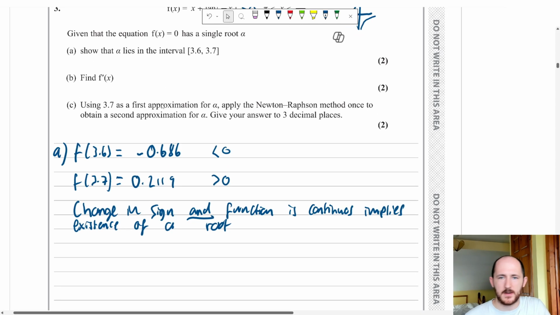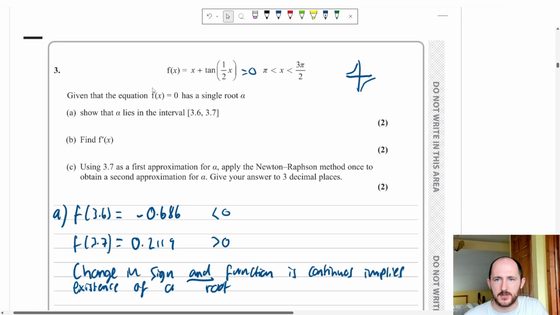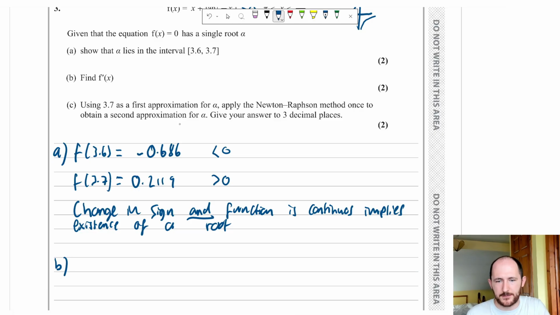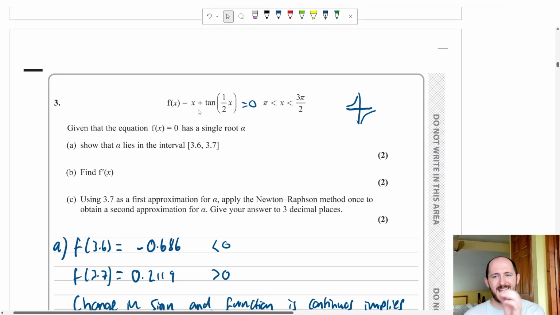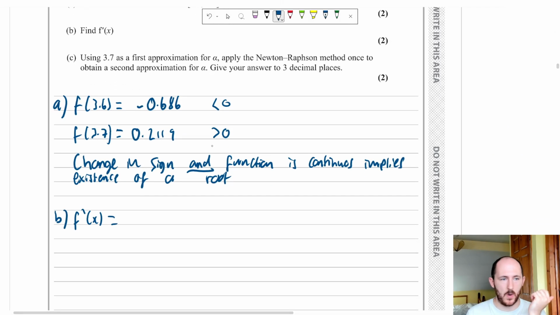And for part B, because we need it for the Newton-Raphson method, we have to find the differential of this. So when we're differentiating this, the first part is really nice and easy. Because there's an add sign in the middle, we can treat them as 2 separate things. So I can differentiate just x, and I can differentiate just tan half x completely separately. So if I differentiate x, I just get 1, so that's nice.